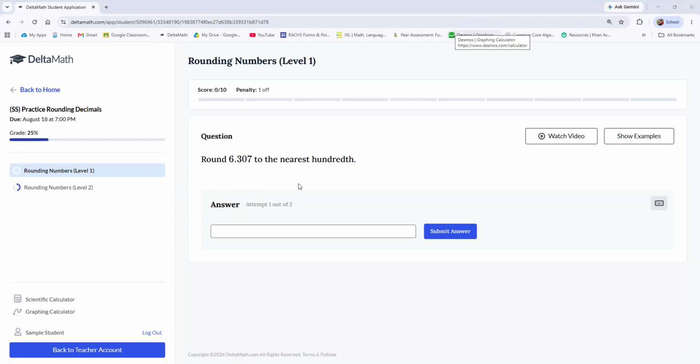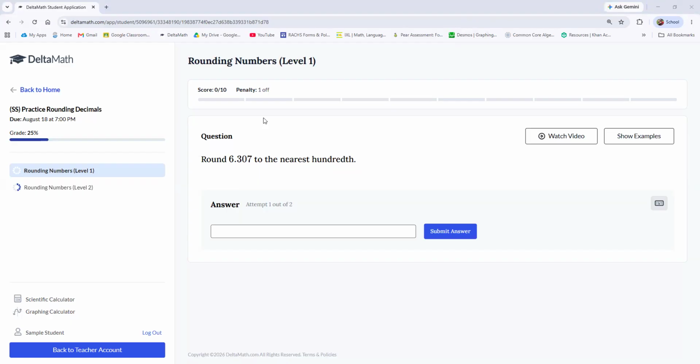I'm going to do a couple questions from the Delta Math assignment on rounding numbers. This is pretty simple. I just want to show you, if you need to use a calculator, how to use it. So I'm just going to go through a couple examples.